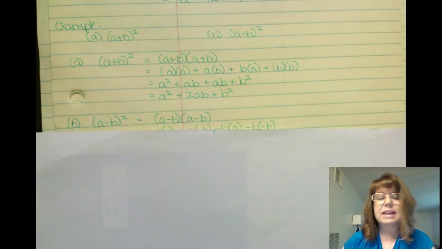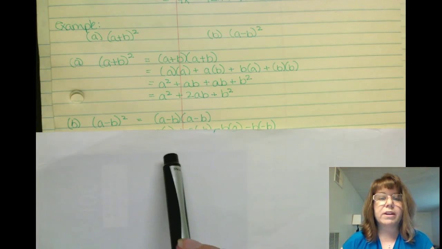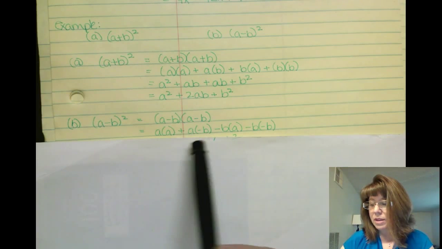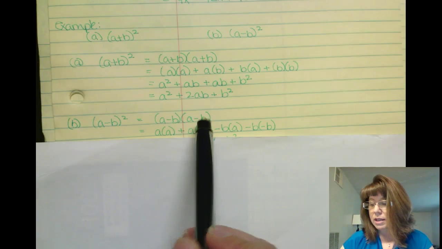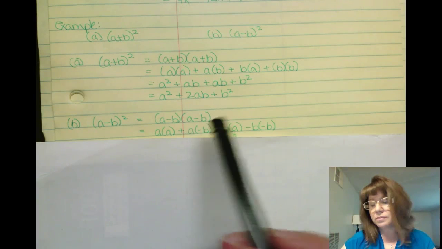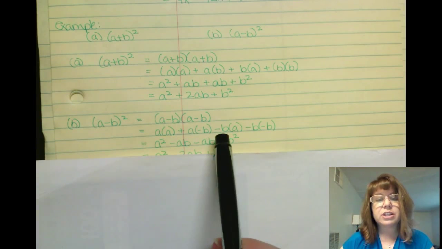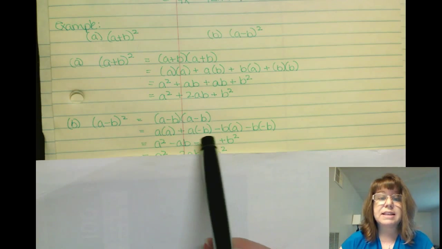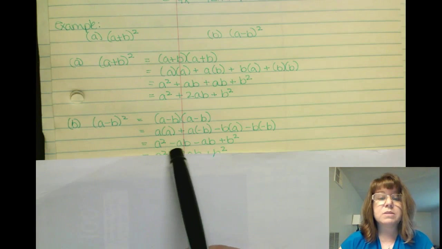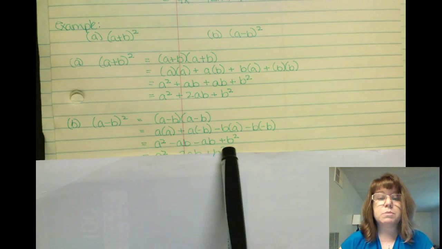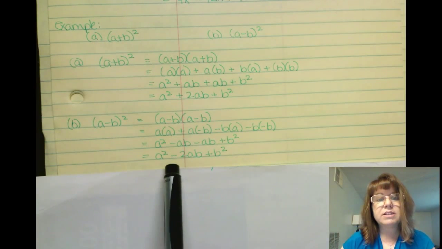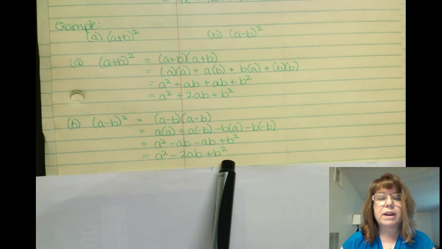Now let's take a look at a minus b quantity squared. Again, using our FOIL method, it's going to be a times a, a times negative b, negative b times a, and negative b times negative b. Again, for the middle section, negative b times a is the same thing as a times negative b, so I'm just going to rewrite it. So our final result is a squared minus 2ab plus b squared.